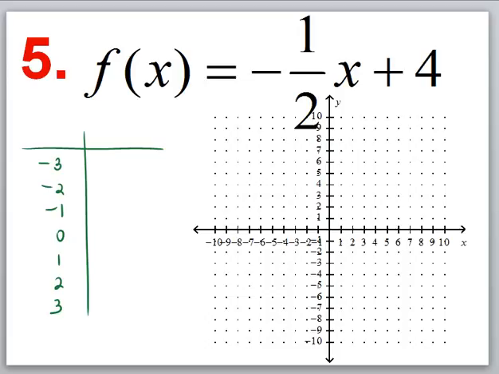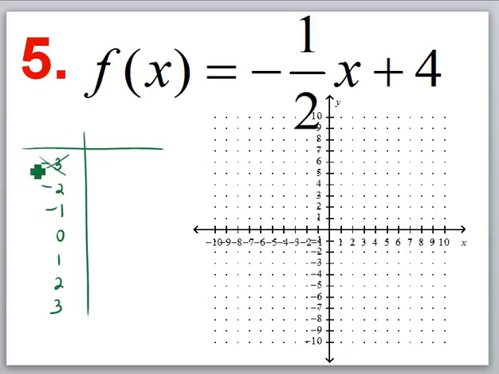So I just finished picking those domain values, because I wasn't given any domain values. And I'm going to tell you what, when I plug in -3, it's not a multiple of 2, and so it's not going to give me a whole number. It's going to give me a fraction. So I'm actually going to eliminate -3, and I'm not going to plug that in.